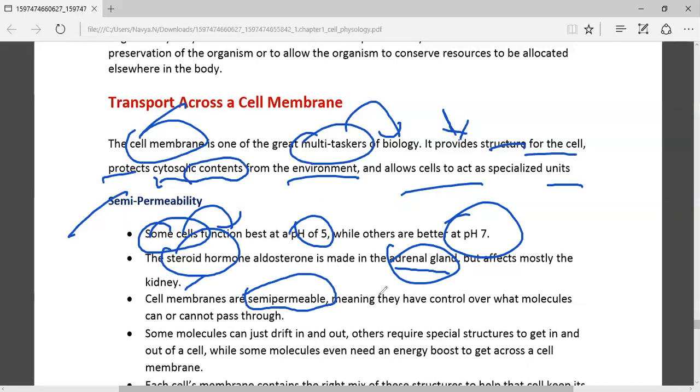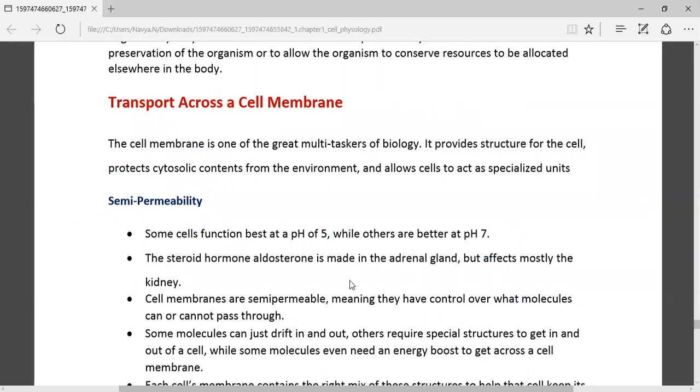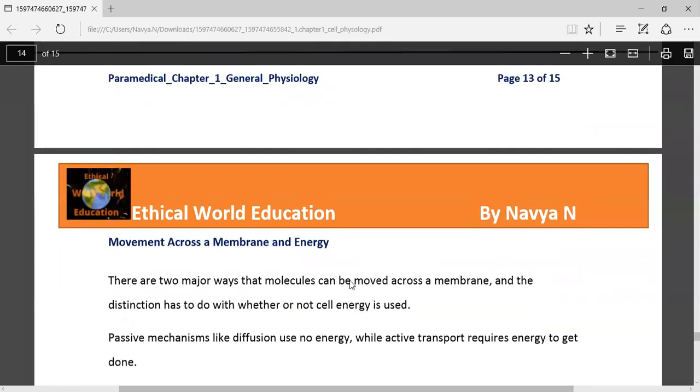That means they have control over what molecules can and cannot pass through. Some molecules can just drift in and out, while others require some special structure to get in and out of the cell. And some molecules even need energy to boost them out of it. That is semi-permeable.